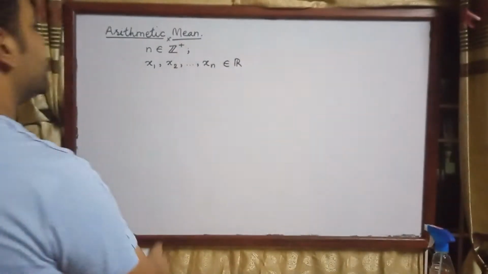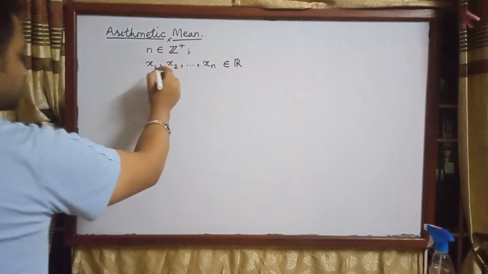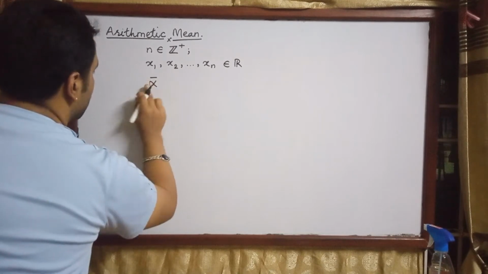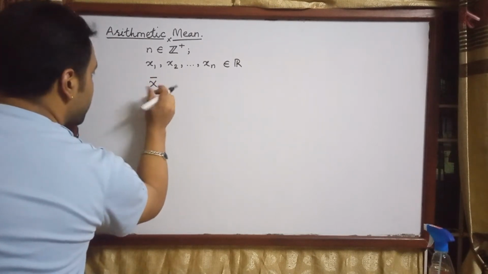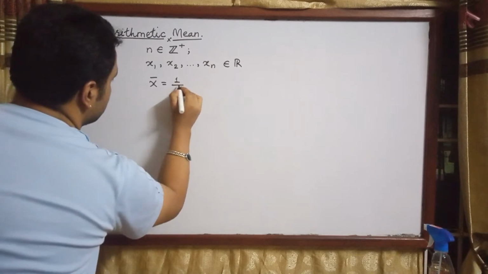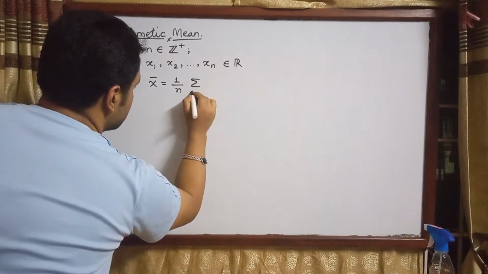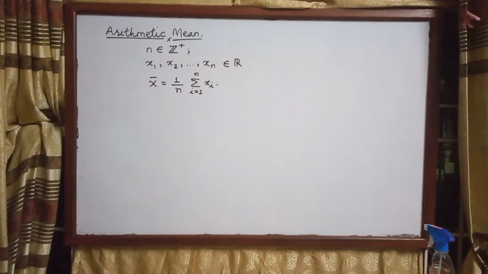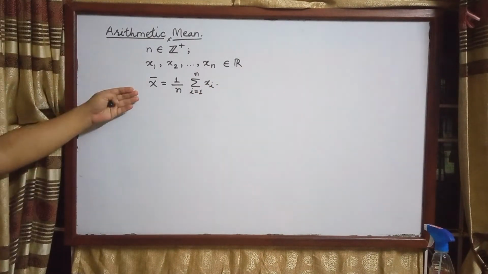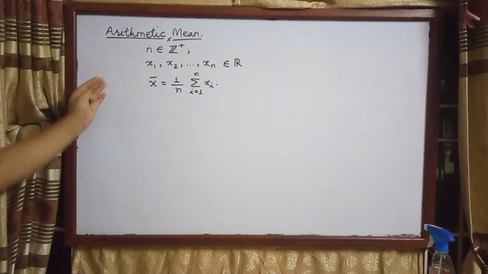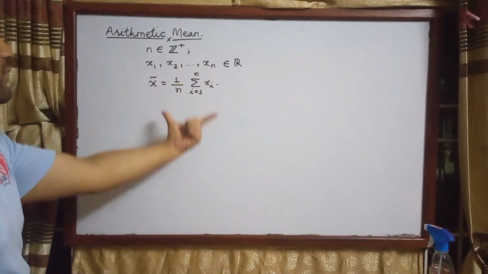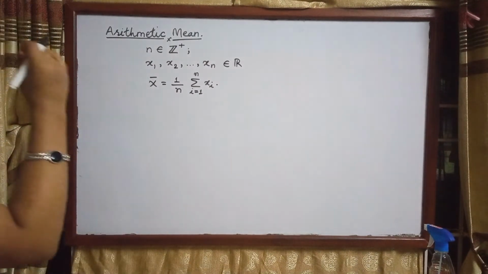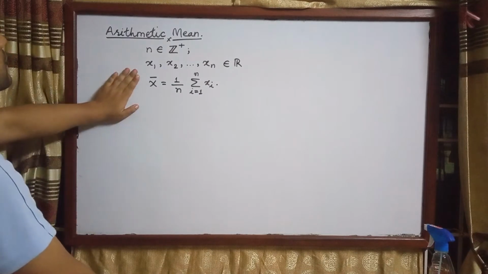Then we define the mean of these numbers, denoted by x bar, and it is defined by 1 over n times the sum of these values. Very simple. Now, this is the definition and this is the formula you've used to calculate the arithmetic mean of given values. We're not going to discuss that. Just assume that you've already done such kinds of problems.